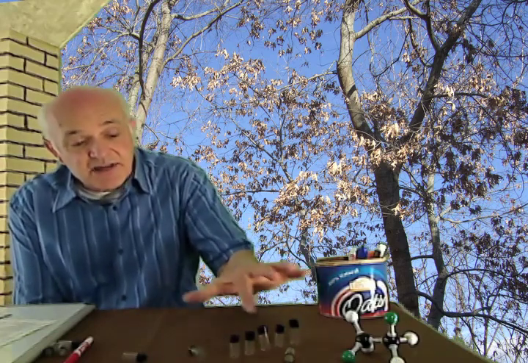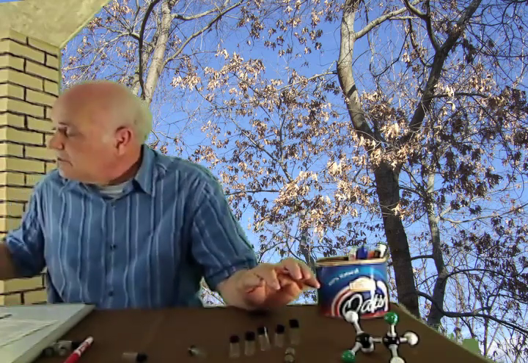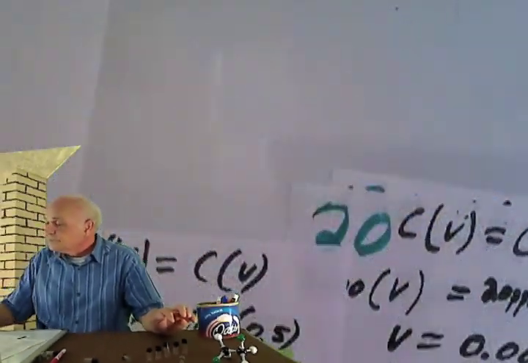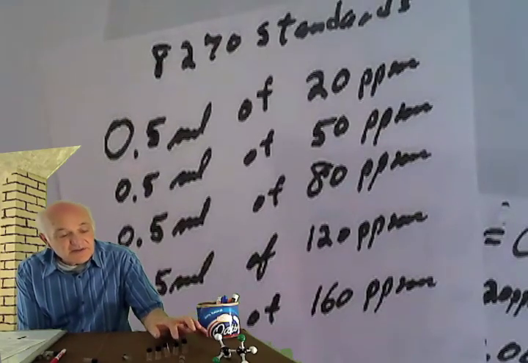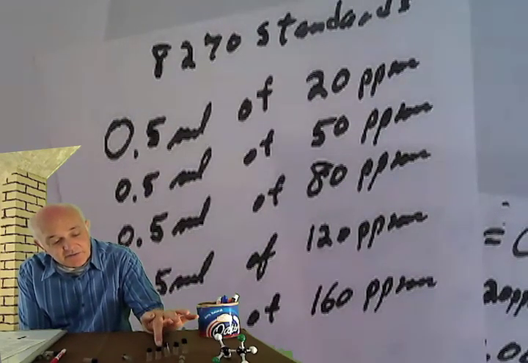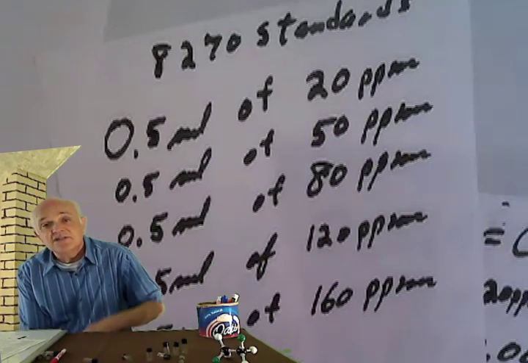We have these 5 standards. We want to dilute them down to make a calibration curve. And we want them to have a 0.5 mil total. So remember, we picked the 25 mils. We said, well, let's make 25 mils. This has to be a 0.5 mil. So we want a 0.5 mil of these mixed together for 20, a 0.5 mil mixed together for a 50, 0.5 mil mixed together for an 80, 0.5 mil mixed together for a 120, and 0.5 mil mixed together for a 160.